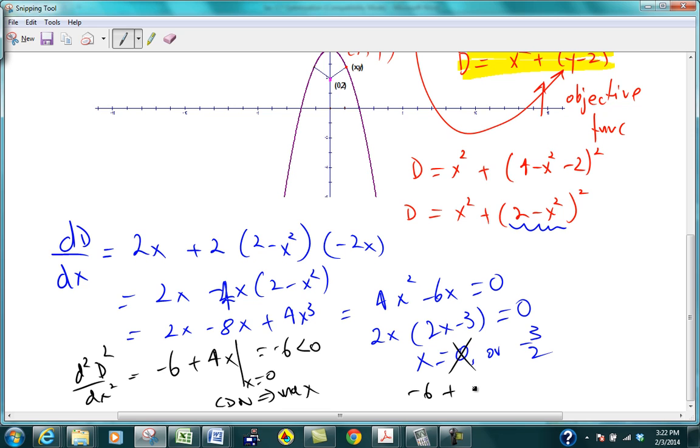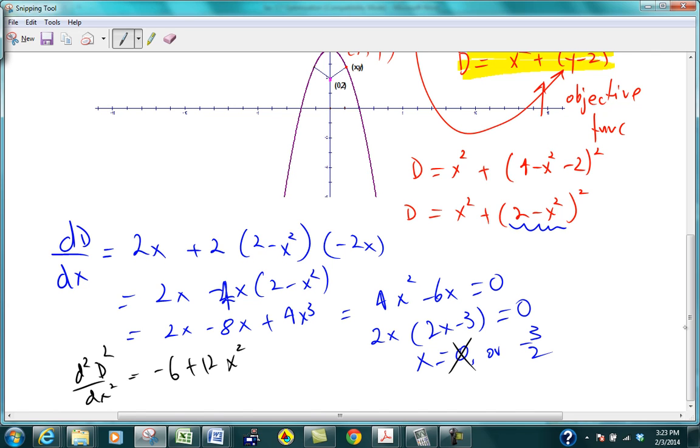If I put 3 over 2 into my second derivative, I get minus 6 plus 4 times 3 over 2... wait, I made a mistake up here. This ought to be 12x squared. Let me go fix that and redo this. You guys can see I do make mistakes, but the important point is to fix them if you recognize them. So the second derivative is minus 6 plus 12x squared.